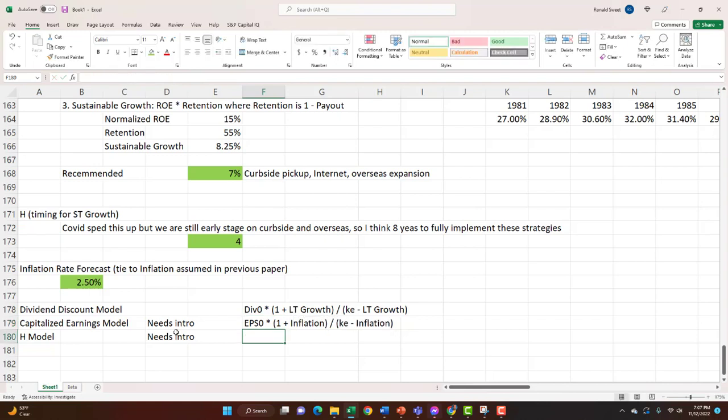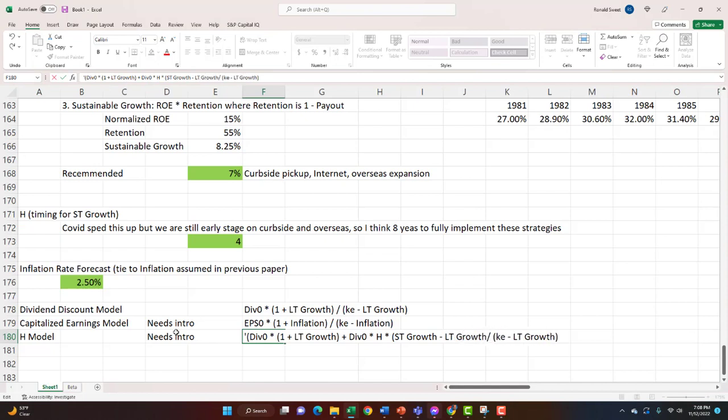And then the H model is almost the same as the dividend discount model, except here we're going to add something to the numerator. We're going to add plus dividend 0 times the H times short-term growth minus long-term growth. Make sure you practice, you get your numbers in there, and that you have the parentheses in the right place.